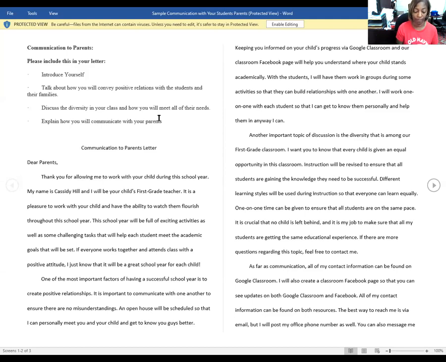Introduce yourself. Talk about the demographics or the diversity in your class, and how you are going to address the diverse needs within your classroom with all the students that you have, and how your parents can communicate with you at any time, and how the two of you can work together to make sure that the child is successful in the classroom. Please make sure those items are included in whatever piece of communication you utilize. So I hope this has helped.